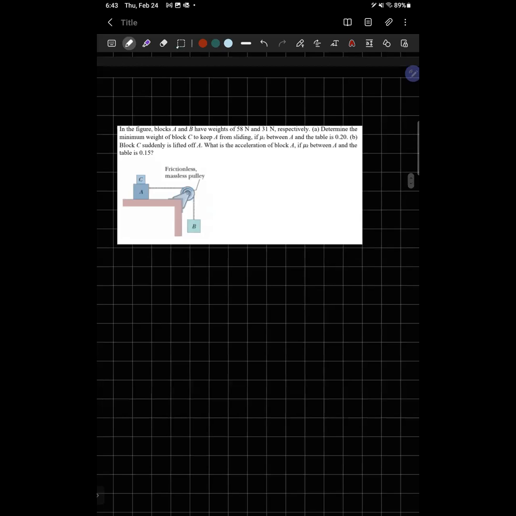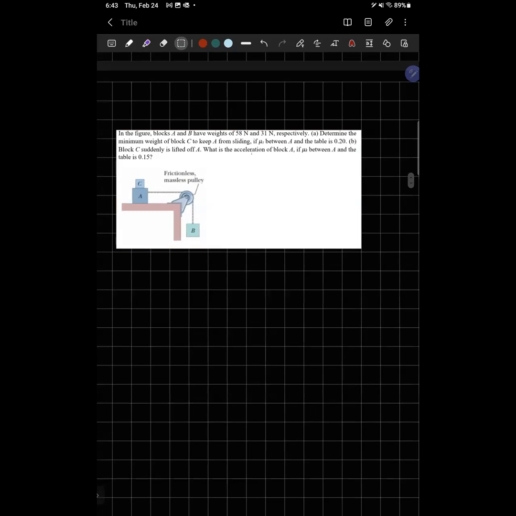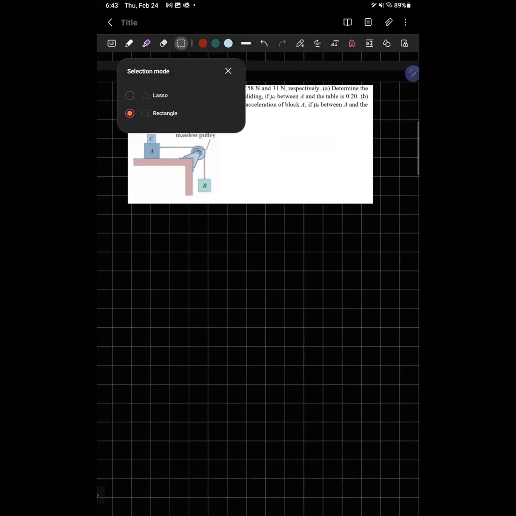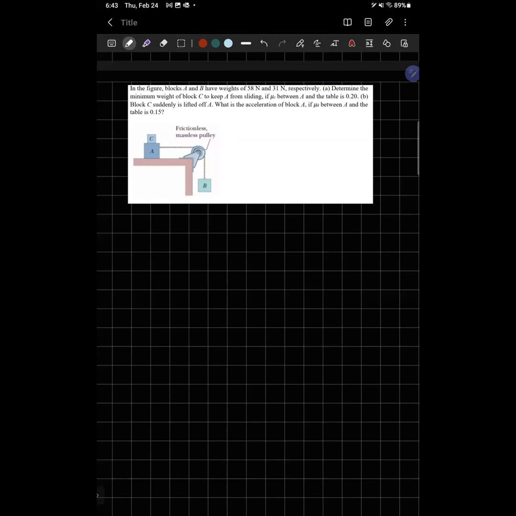So the next part says, in the figure, block A and B have weight of 58 newtons and 31 newtons respectively. Determine the minimum weight of block C to keep A from sliding, if mu s between A and the table is 0.2. So let's just start at 8. Determine the minimum weight of block C to keep A from sliding.